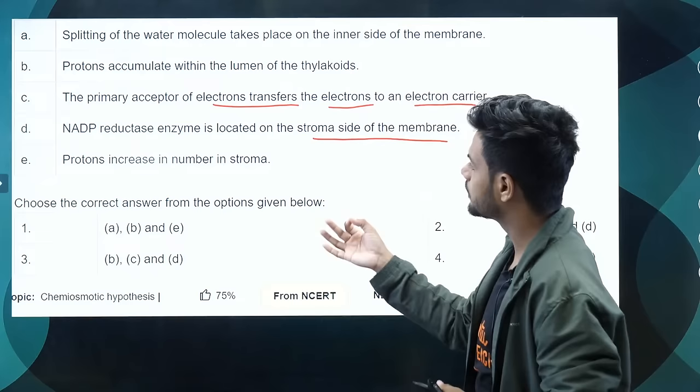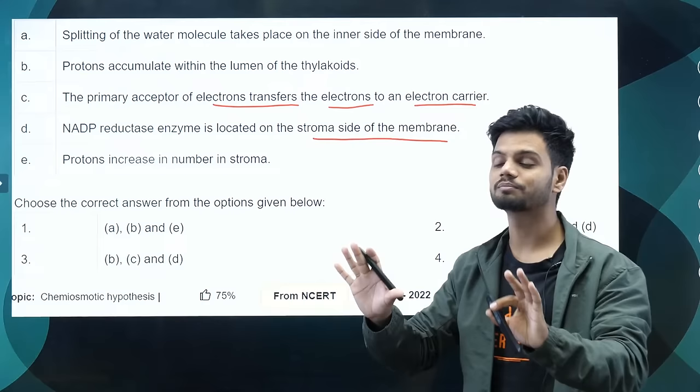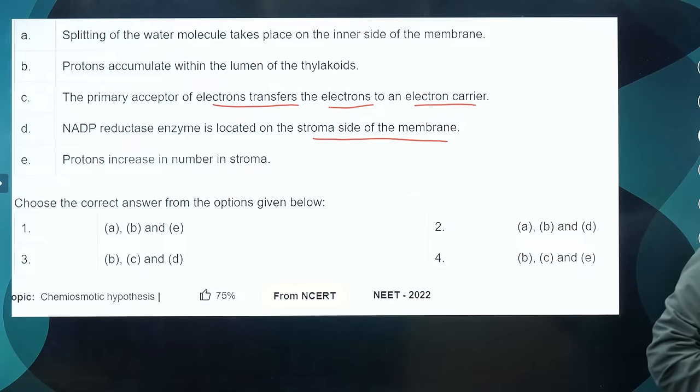Which of the following statements is correct? Tell me in the chat, how many of the statements are correct? Take your time and read the statements.